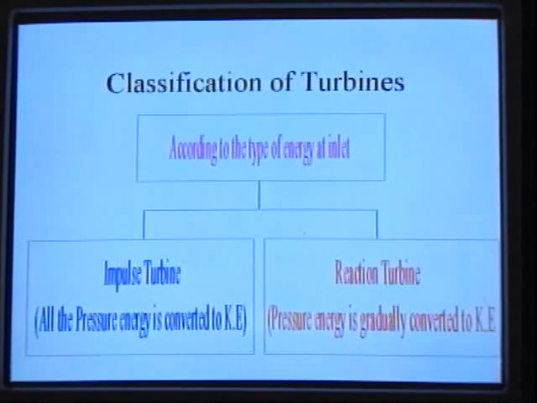In the impulse turbine, all the pressure energy of the fluid is converted to kinetic energy before entering into the turbine. In the case of reaction turbine, the pressure energy is gradually converted to kinetic energy in the turbine. That means that the pressure energy will be converted in the turbine itself, not before entering the turbine.